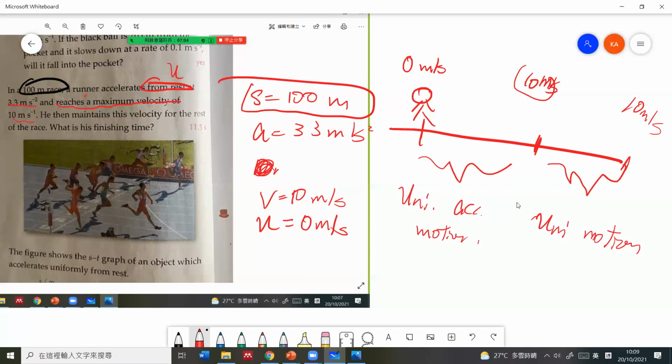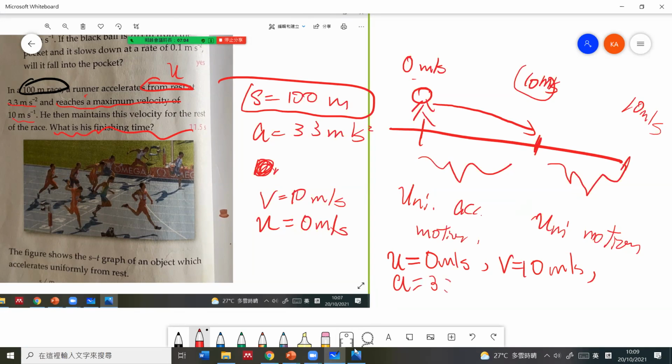As we need to know the time he finished, first we need to know how long he takes to accelerate from 0 to 10 meters per second. So we have the initial velocity u, final velocity v, and acceleration 3.3 meters per second squared. Then we need to find t.